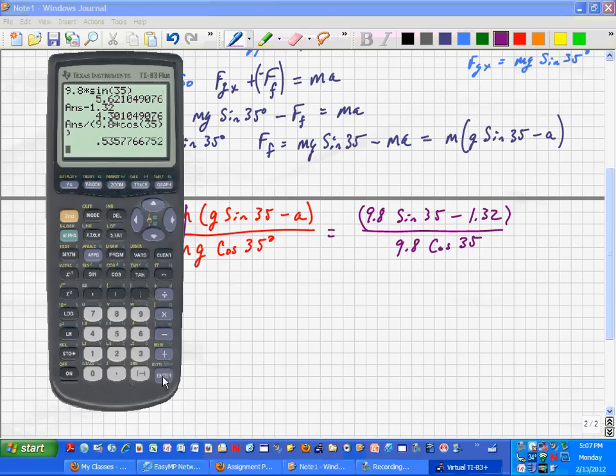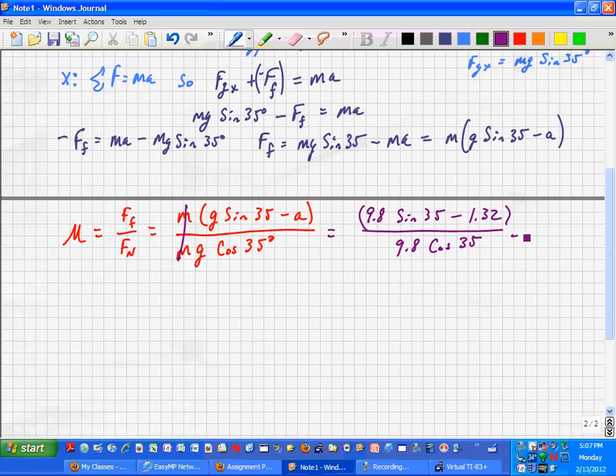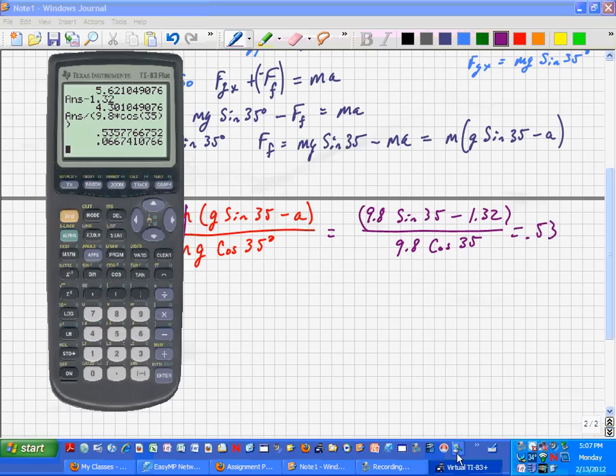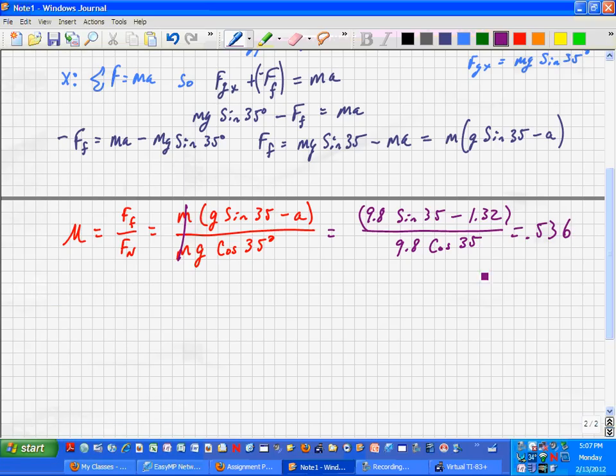All right. Hit enter. Whoops. What did I do? Dang it. I hit it twice. I think it's 0.53 because I accidentally hit twice. Yeah, I'm going with it. It's equal to 0.536. So my coefficient of friction is 0.536.